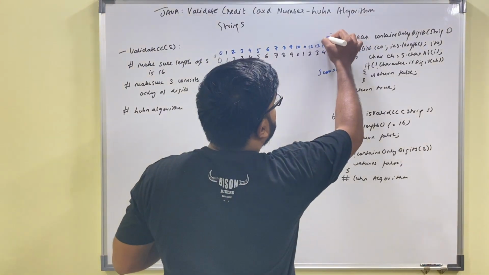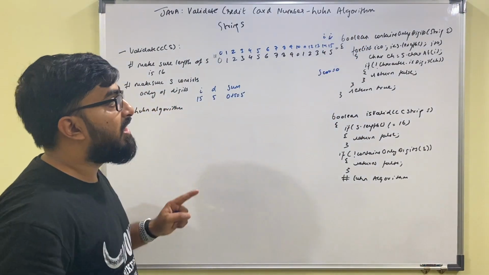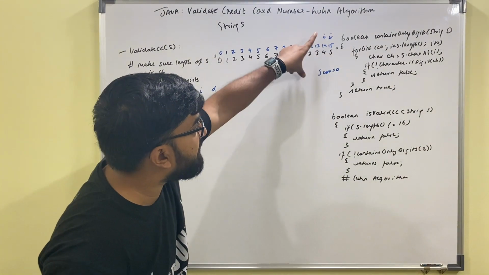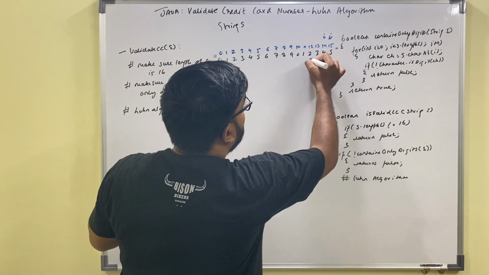I use this index, and I move on to the next one. The Luhn algorithm also says that starting from the second last index and every alternate digit.